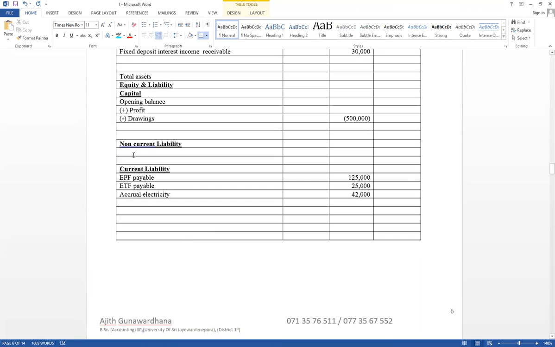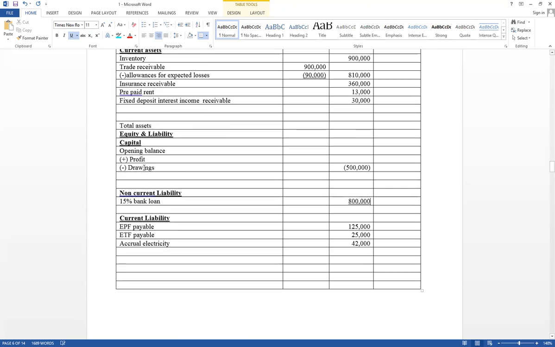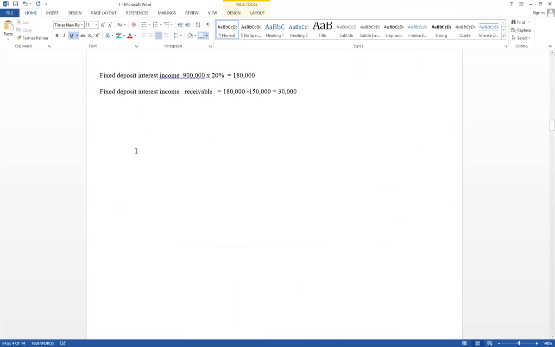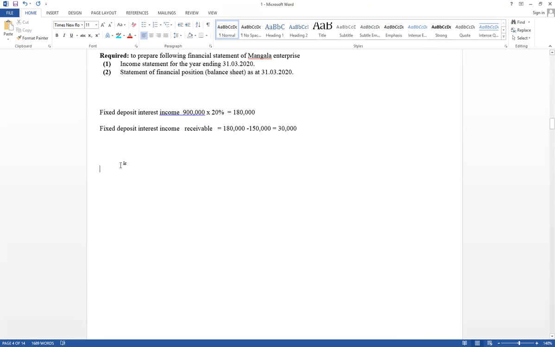First one, loan should be included in non-current liability. The 15% bank loan value should be included in the second column, 800,000. Then loan interest should be calculated. Bank loan interest expense: loan equals 800,000, based on that value 15%. Therefore, value equals 120,000. This is the value that should be considered as expense.